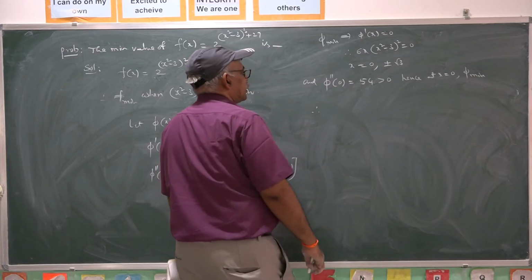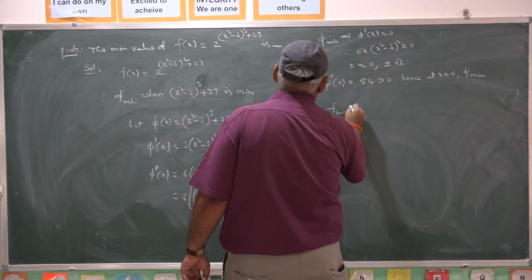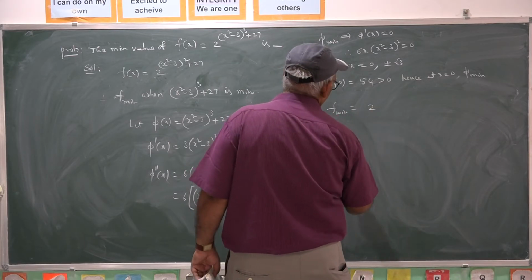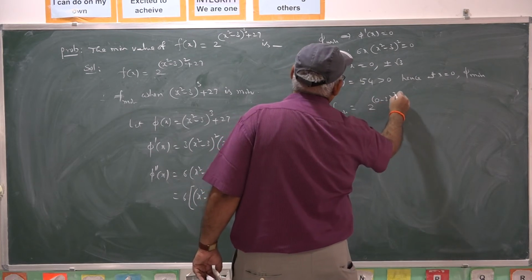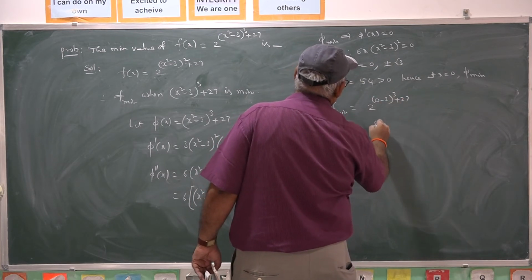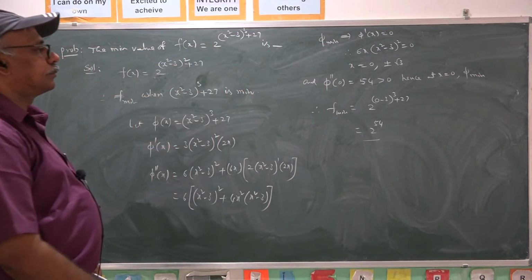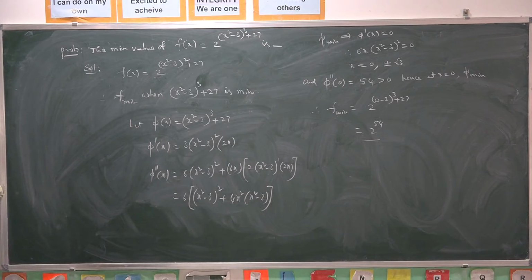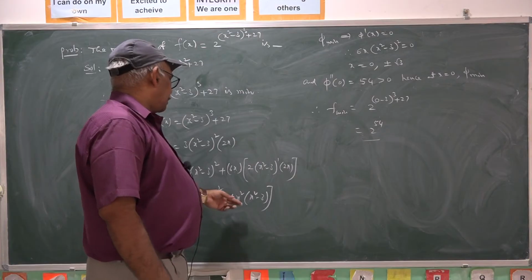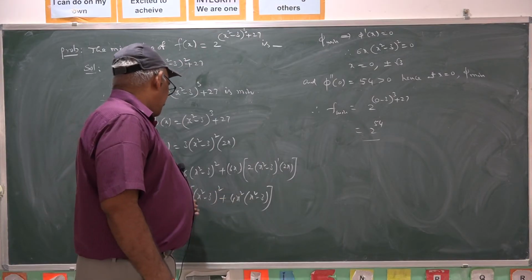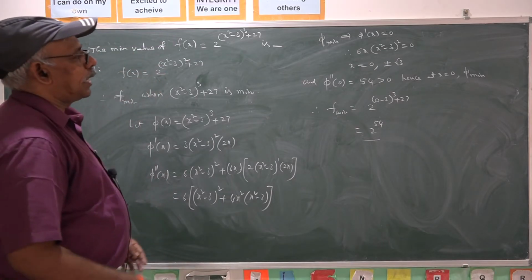The minimum value is here. So, f minimum is 2 power phi minimum. Phi minimum is at x equal to 0. So, (0 minus 3) whole cube plus 27, 2 power 54. That is minimum. Oh, okay. At x equal to 0, this is clearly 0. This is 9 into 6, positive. Hence, phi takes minimum.